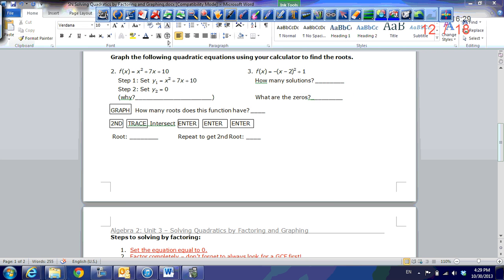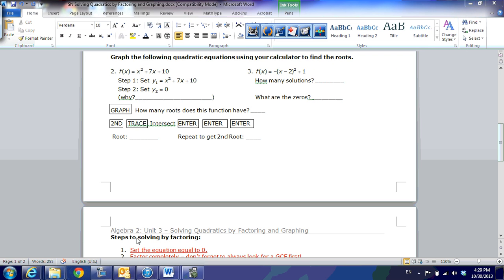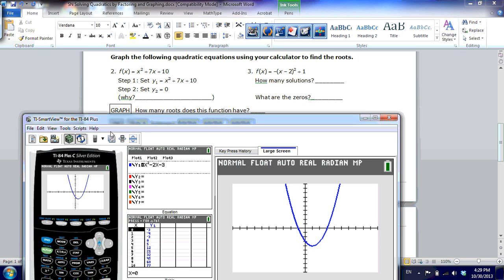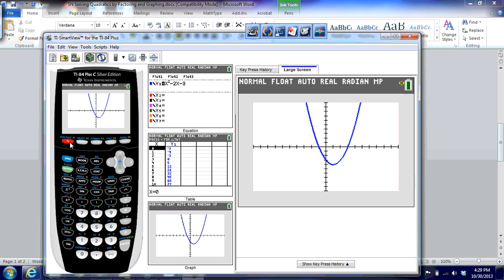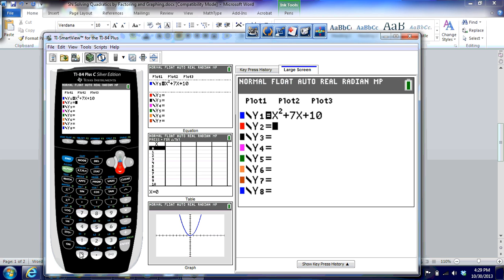So whip out those TI-83s or 84s or whatever you got, and we're going to go ahead and put in y1, x squared plus 7x plus 10. So I'll show you what I'm doing in my calculator up here. X squared plus 7x plus 10. Then it says in our y2, we're going to put 0. So be sure that our y2 is 0.